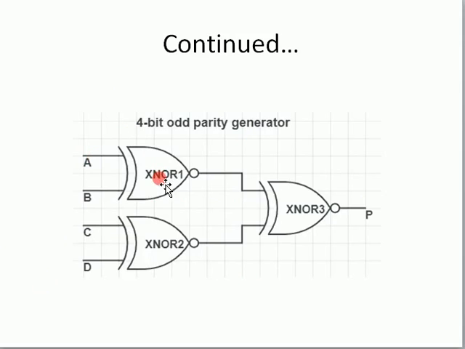Here the input of the first exclusive NOR gate is AB, and for the second exclusive NOR gate it is CD, and the outputs of both become the inputs of the third exclusive NOR gate, and at the output we get the odd parity bit. So this is all about the parity generator.